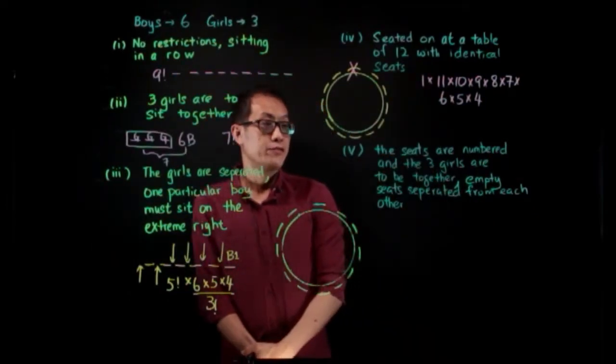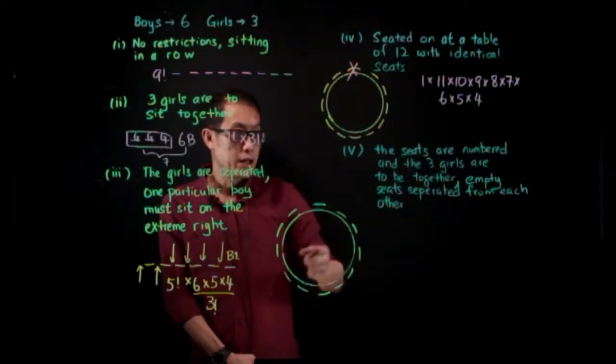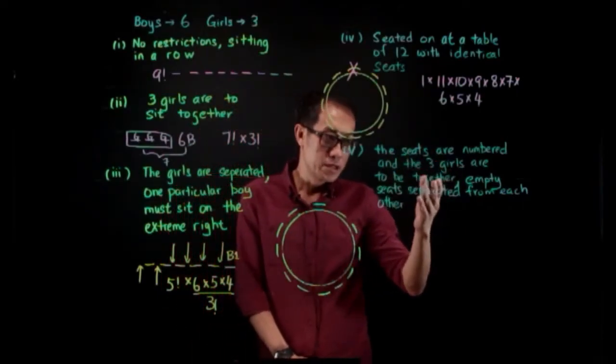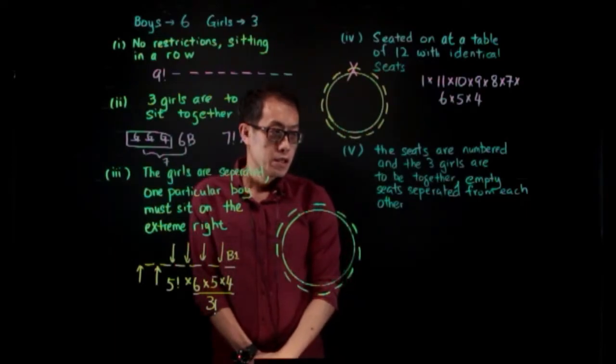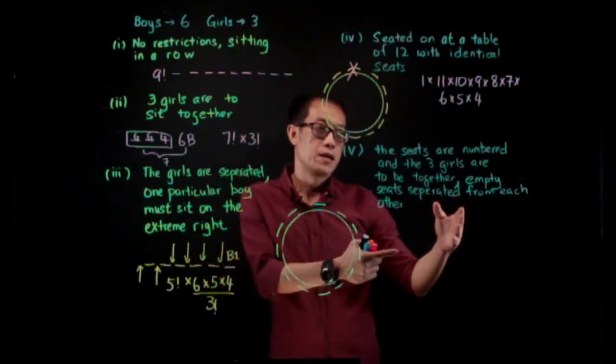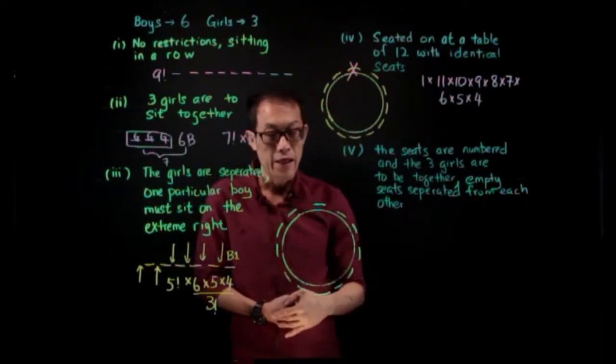For part 5, the seats are numbered and the girls are to be seated together. The empty seats are to be separated from each other.